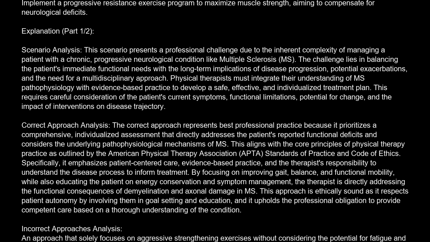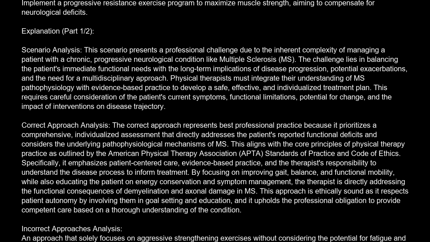Explanation. Scenario analysis. This scenario presents a professional challenge due to the inherent complexity of managing a patient with a chronic, progressive neurological condition like multiple sclerosis, MS. The challenge lies in balancing the patient's immediate functional needs with the long-term implications of disease progression, potential exacerbations, and the need for a multidisciplinary approach. Physical therapists must integrate their understanding of MS pathophysiology with evidence-based practice to develop a safe, effective, and individualized treatment plan. This requires careful consideration of the patient's current symptoms, functional limitation, potential for change, and the impact of interventions on disease trajectory.